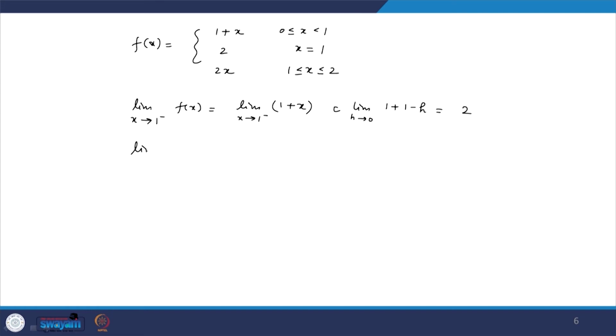Now, when you talk about right hand limit, which is limit x tends to 1 plus of f(x), it is equal to limit x tends to 1 plus, means more than 1, more than 1 it is 2x. So, which is equal to limit h tends to 0, you replace x by 1 plus h, which is again equal to 2, and what is the value of the function at x equal to 1? It is 2. So, since all the 3 things are equal and equal to 2, that means function is continuous at x equal to 1.